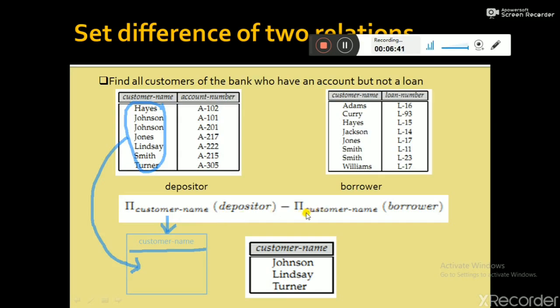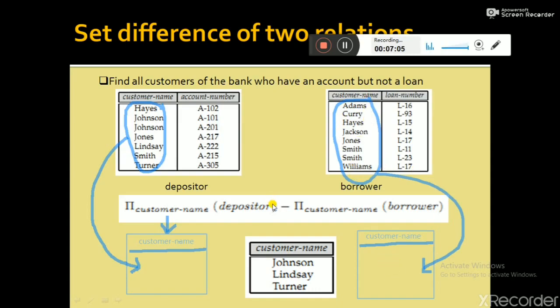Now if you perform pi customer name borrower, then what will be the structure? After performing pi customer name borrower, the resultant relation will have this kind of schema. It will contain a single attribute, customer name, and it will contain all the customer names from borrower in that relation.